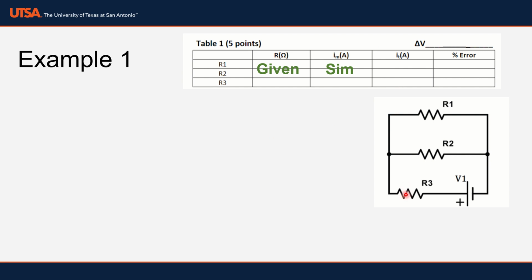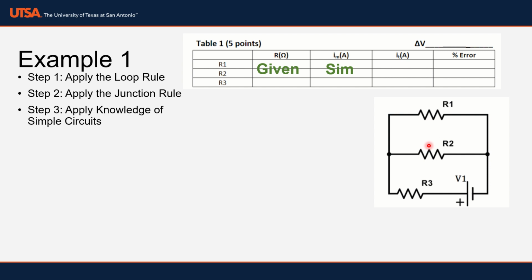So we want to know the current here, here, and here, okay? And we're going to eventually fill out this table. So here's example 1. We have a circuit that is series parallel. We know it's in series because it's going right here, but there's a junction, and these two resistors are in parallel, okay? So there's basically 3 steps to solving these circuits.